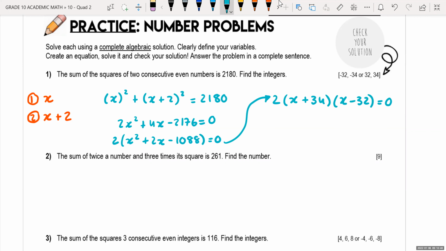In your let statement, I would write let X represent your first even number. Just because you want to make sure that everyone knows that that X has to be an even number, right? Because it's two consecutive even numbers. So I can actually put that too. Let X represent first even number.